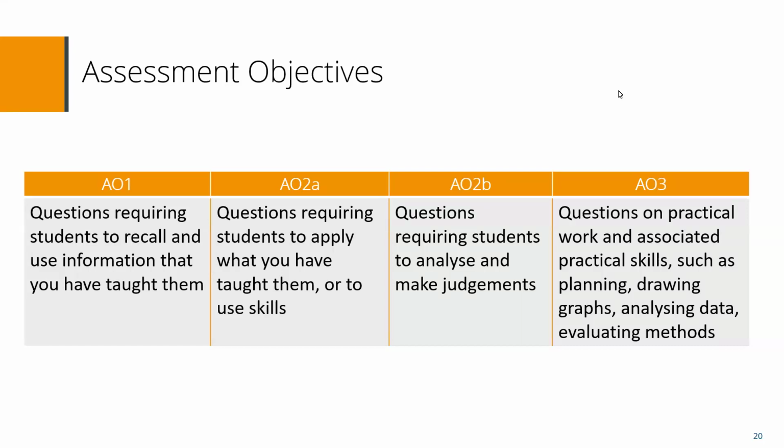Bloom's taxonomy. And AO3 will be solely on questions on practical work and associated practical skills, such as planning, drawing graphs, drawing apparatus, analysing data, evaluating methods, spotting things like procedural errors, explaining how you could overcome those procedural errors, knowing about any risks that are involved in experiments and how to minimize the effect of those risks when you perform experiments, etc. So all about the associated practical skills, which your students can obtain by doing the core practicals that are listed in the specification.